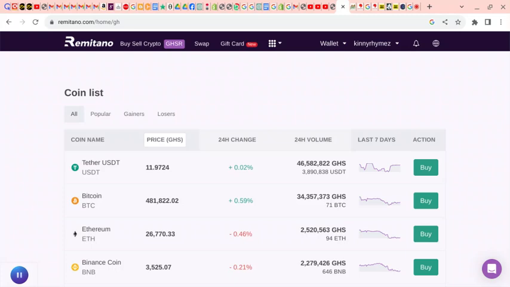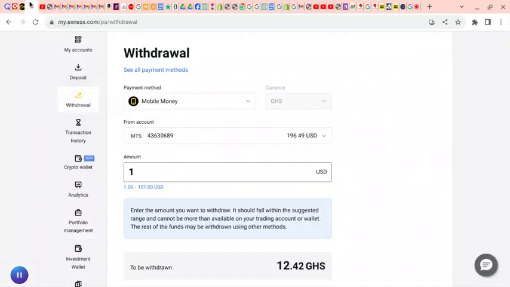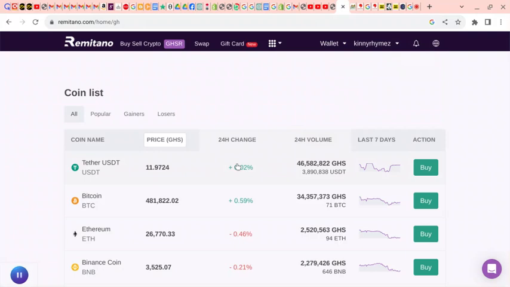You see, right now, let me take Remitano and Xness for instance. On Xness, this withdrawal means that if I want to sell, $1 is equal to 12.442. And on Remitano, when I want to buy $1, I will spend, let's say, 12 Ghana cedis. That means I have 0.42. It's too small though, but I will show you how you can sell it at a higher price, because it's not only Xness that you can use to make this money.